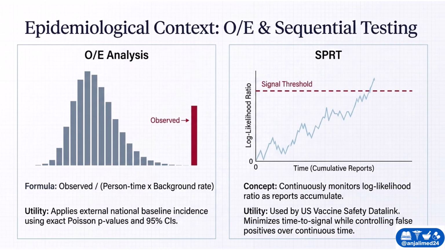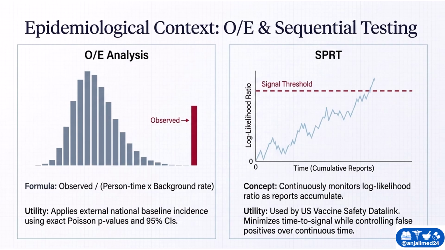Unlike traditional analyses that evaluate data only after collection is complete, SPRT works continuously in real time. As new adverse event reports accumulate, the system repeatedly updates the likelihood ratio and checks whether a predefined signal threshold has been crossed. The graph on the right demonstrates this concept. The line fluctuates over time as cumulative reports increase. Once the statistical threshold is crossed, a potential safety alert is triggered.